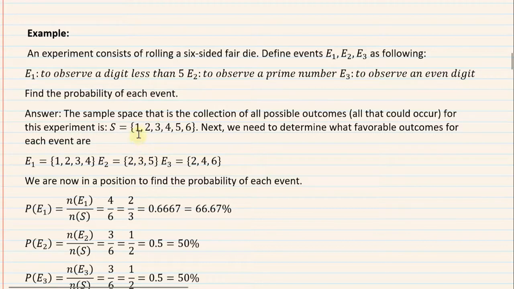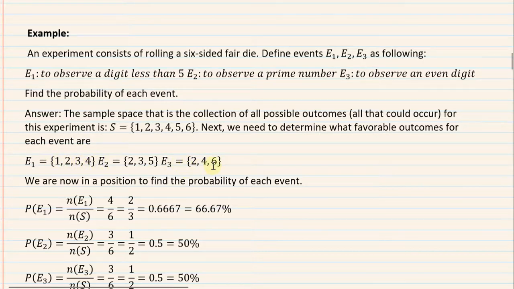Note 1 is not prime. In fact, 1 is neither prime nor composite. They call it a unit. So aside from 1, these are the prime numbers from 1 to 6. Event 3 is to observe an even digit. Well, even numbers in my sample space are only 2, 4, 6. So these become the favorable outcomes for each event.